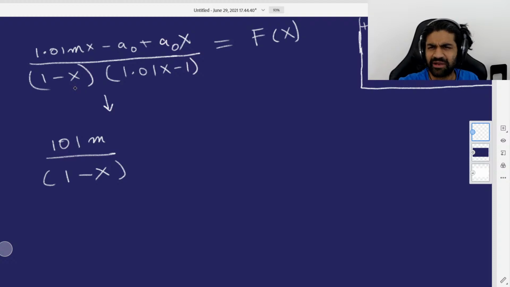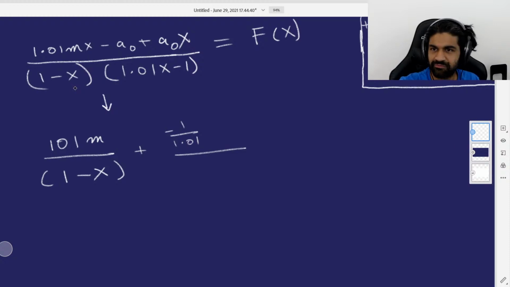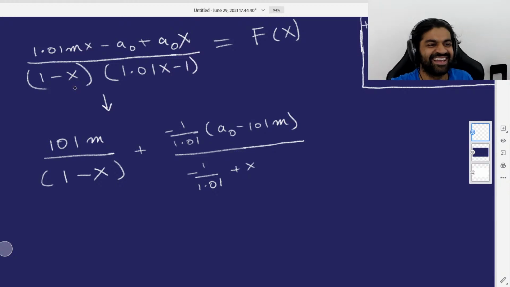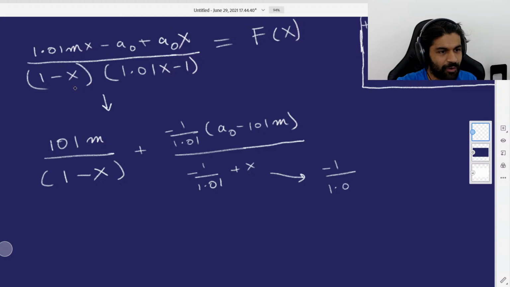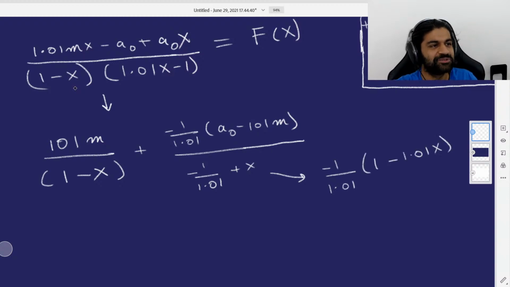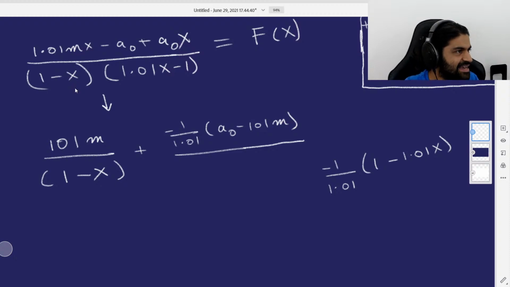Okay, and then it's a little weird. Hold up. So Mathematica is saying plus negative 1 over 1.01 divided by negative 1 over 1.01 plus x. And then in here goes a naught minus 101m. I have no idea why it chose to do the 1 over like this, but it's okay. If I take a negative 1 over 1.01 common in the denominator, this denominator will turn into negative 1 over 1.01 times 1 minus 1.01 x, which is very good, right? It's about what we wanted over here. So I'm just going to put that in the denominator instead.